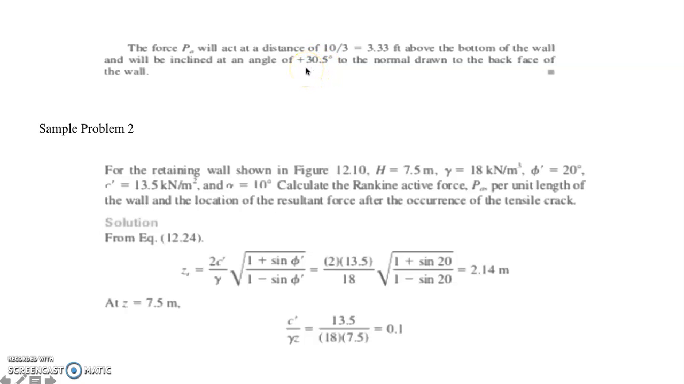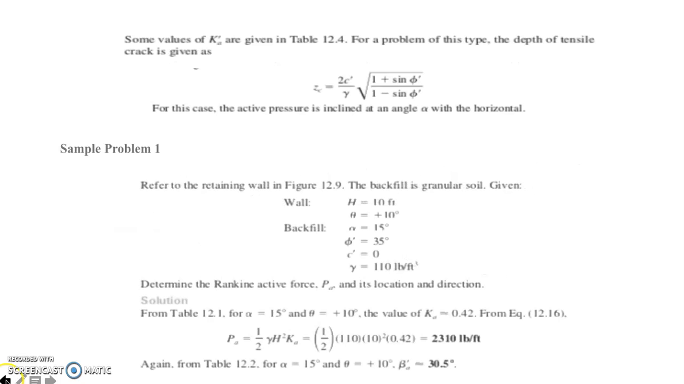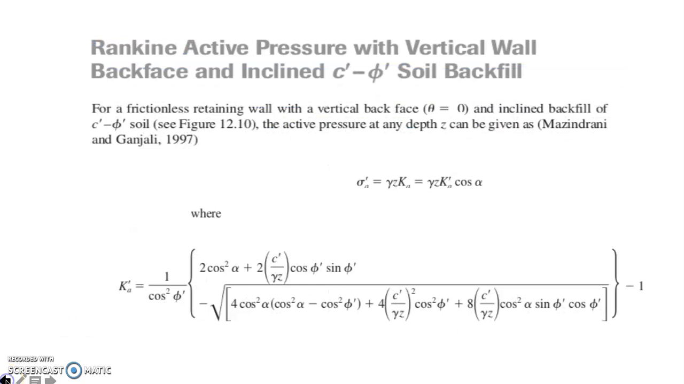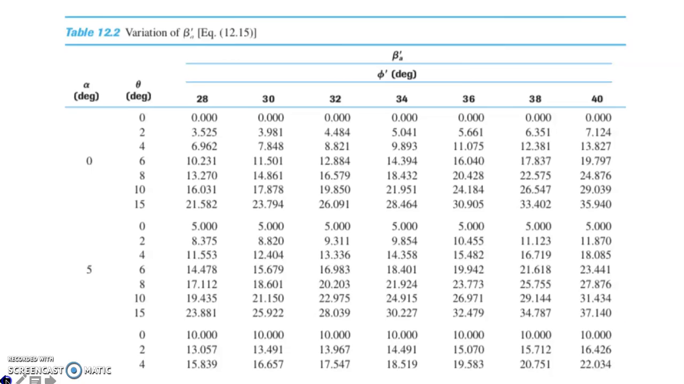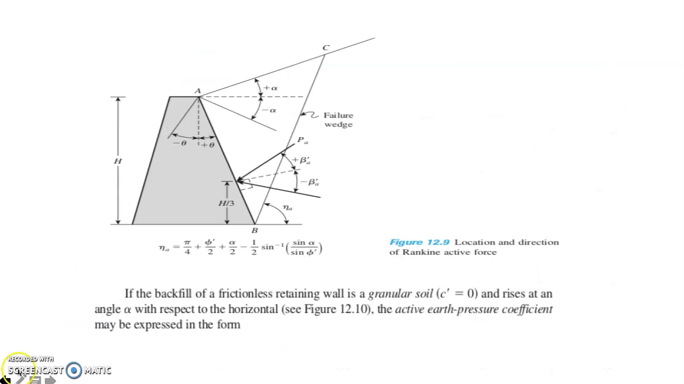So this is the inclined bottom of our retaining wall. So that is our beta. So from there, if we're going to have our figure for that, figure 12.9, this is our figure for that particular example.